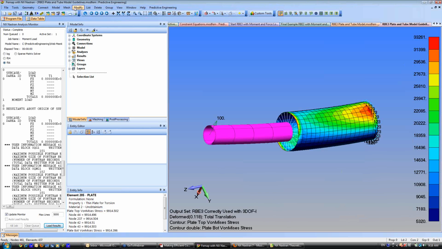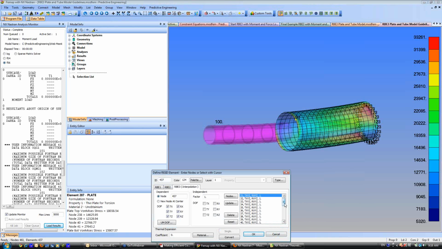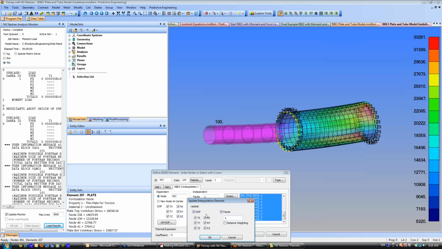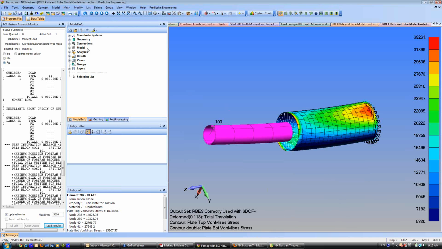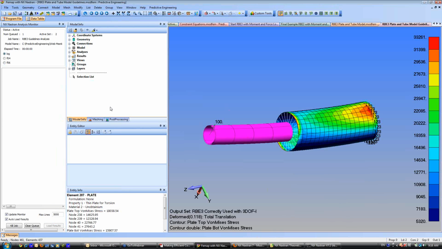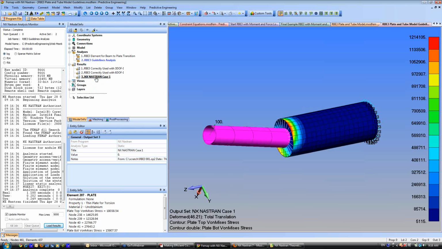Now, let's say I go ahead, edit, element. I'll pick these nodes here. I'm going to update it so that they're all checked. This was the last state of the model when I was using it. So these are all checked. Now, let's run it. Results, like that.